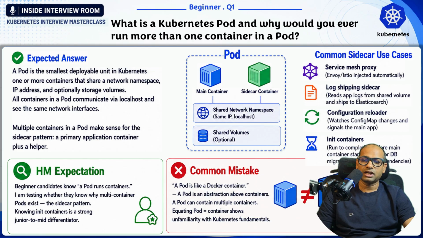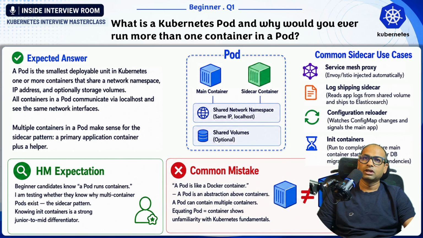Why do we use the sidecar pattern? What are the common mistakes? A pod is like a Docker container. A pod is an abstraction above the containers. A pod can contain multiple containers. Saying a pod is equal to a container shows unfamiliarity with Kubernetes fundamentals.